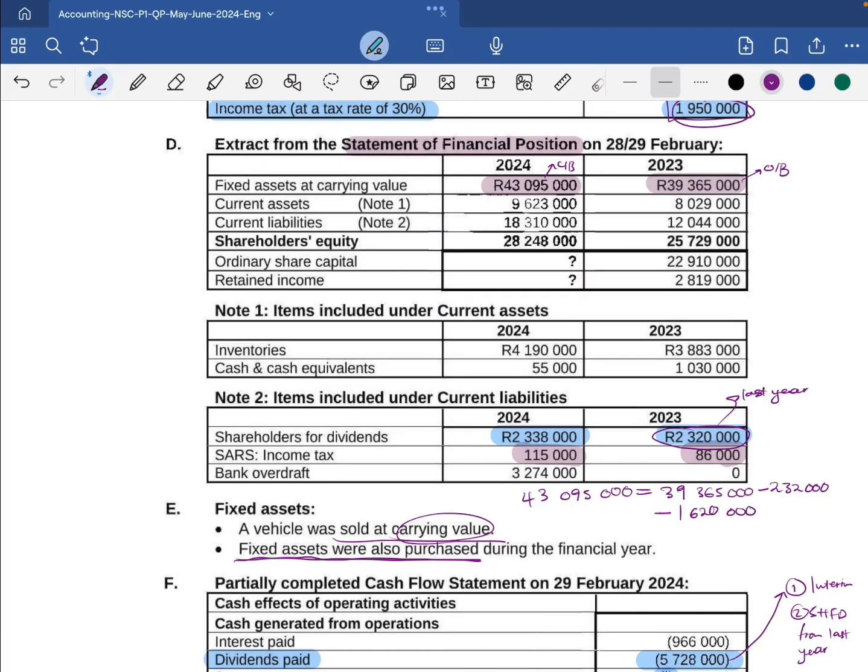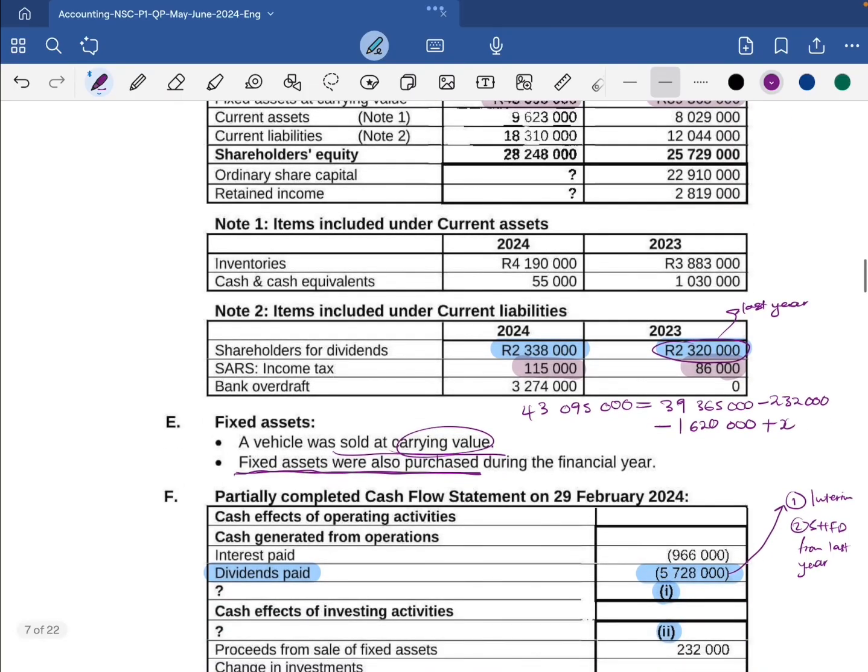Okay, so those are the amounts that we have taken into account this year. And then we have additions of plus x, and now we're just going to take everything onto the other side of the equal sign, and then we're going to have 43,095, and then we're subtracting 39,365, and then we're going to add 232, then we're going to add again 1,620, and then we'll be left with x. Okay, let's quickly see what that gives.